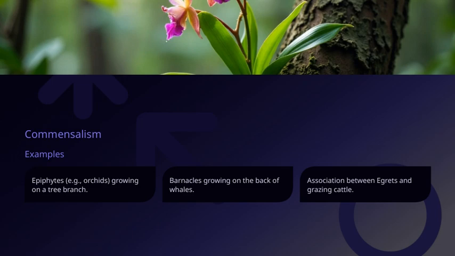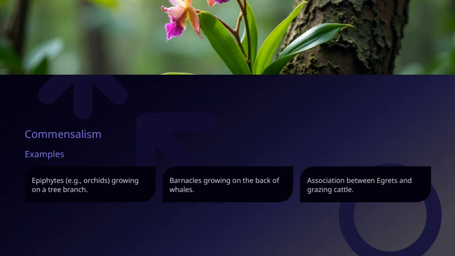Next, consider barnacles growing on the backs of whales. The barnacles attach themselves to the whale's skin, gaining a free ride through the water and access to food sources like plankton. The whale, however, doesn't seem to be harmed or benefited significantly. It's a classic example of commensalism.